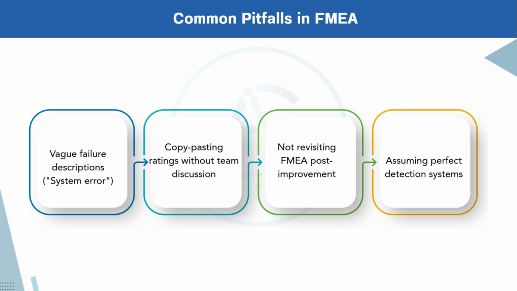Copy-pasting ratings without team discussion. Sometimes, teams reuse past severity, occurrence, or detection ratings or assign scores without actually discussing the rationale. FMEA is supposed to be a collaborative tool. Team consensus and discussion are critical to make sure the ratings reflect the current context.